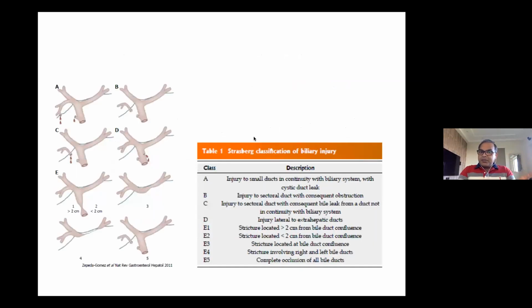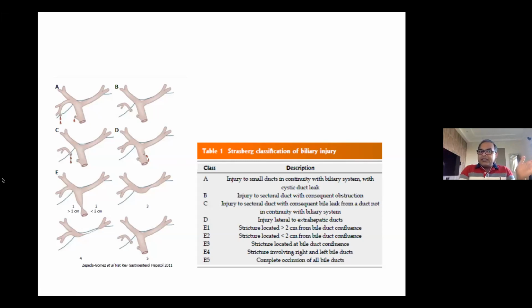If we see that Strasberg classification, it tells about where, in the acute injuries immediately after iatrogenic injury, the injury is. So basically it includes where the injury has occurred. Type A is the bile ducts are in continuity, but there is a leak in the gallbladder fossa or some peripheral ducts got injured. Type B is a sectoral duct injury, meaning a particular duct gets separated from the main biliary system and it leads to the continuous leak from it.